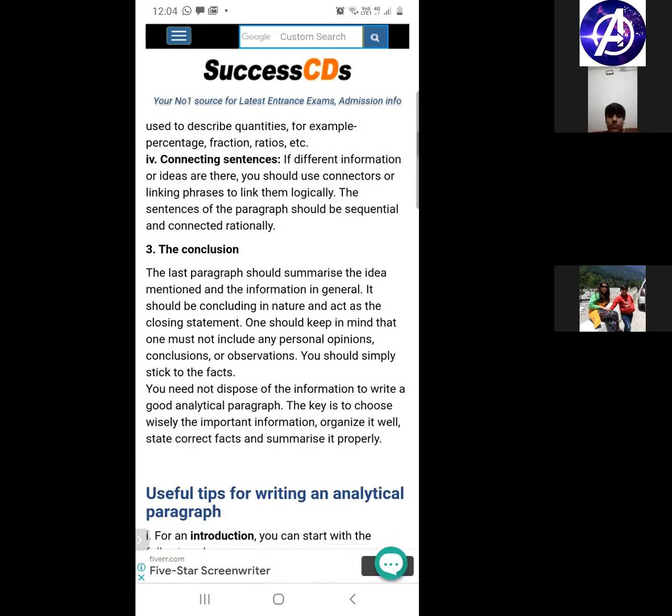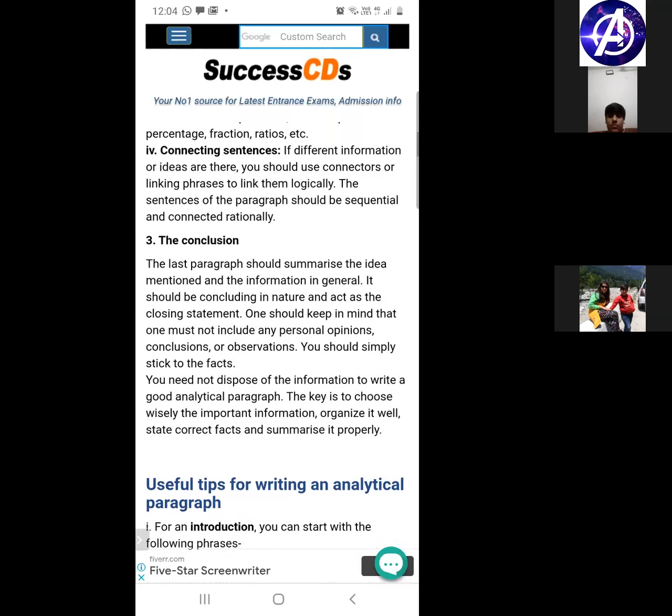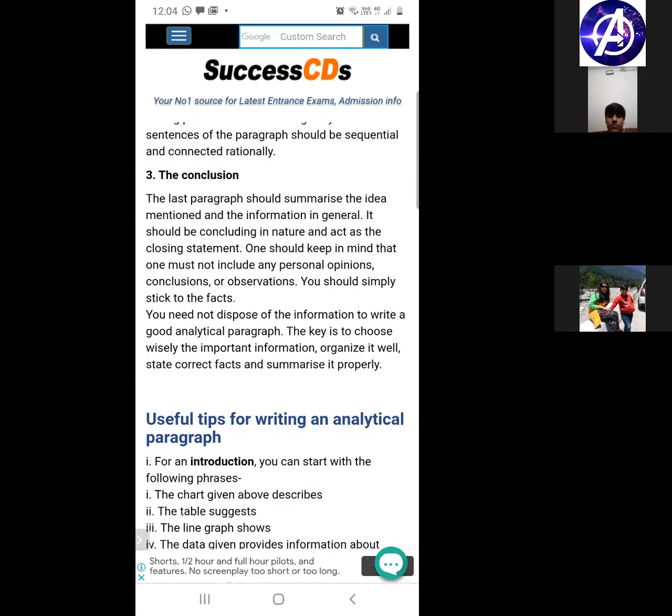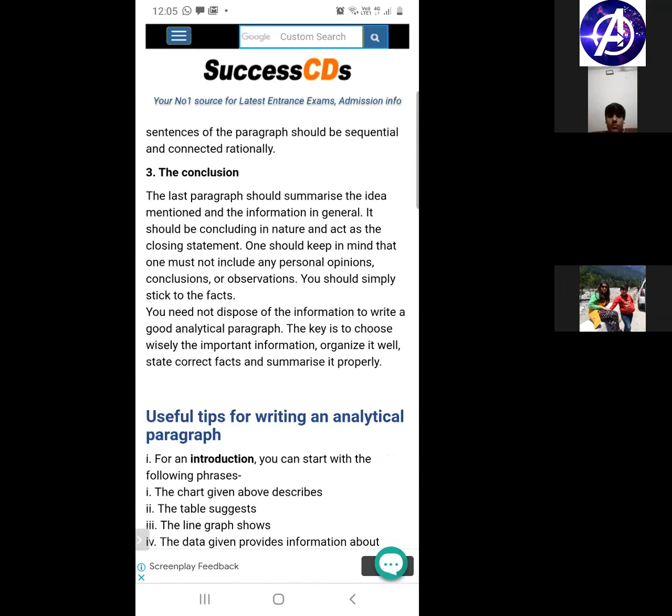Now we come to the conclusion. The last para should summarize the idea mentioned and the information in general. It should be concluding in nature and act as the closing statement. One should keep in mind that one must not include any personal opinions, conclusions, or observations. You cannot say, according to me, or I think, or give any kind of your opinions or views. What information is given to you is a general report only. You have to write the analytical paragraph on what information is provided. Nothing apart from that should be added or subtracted.